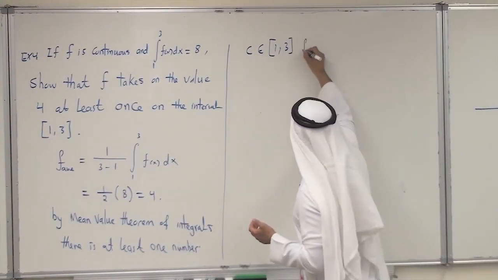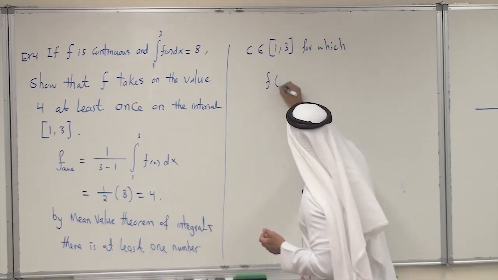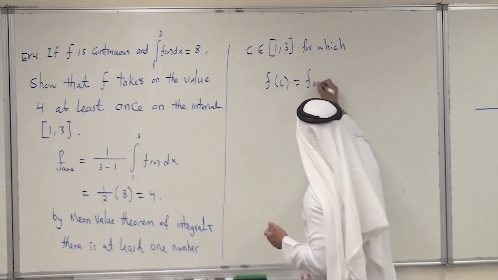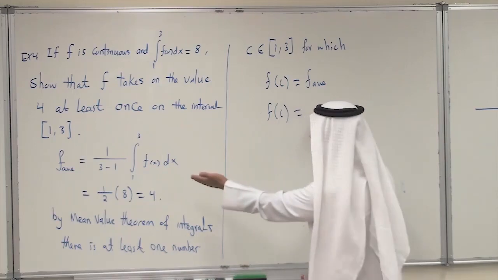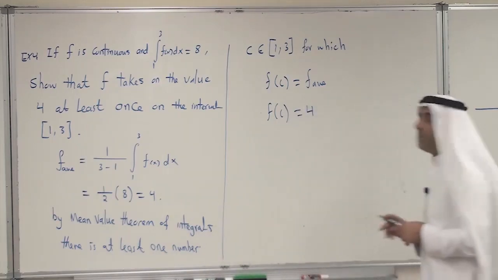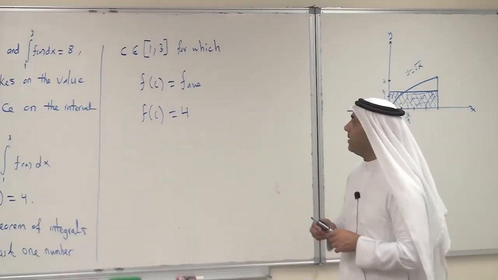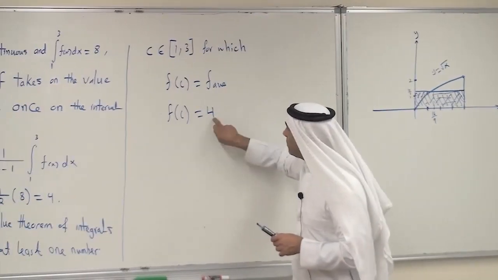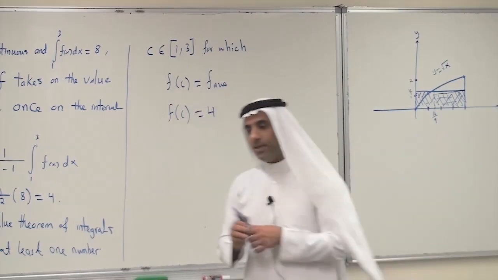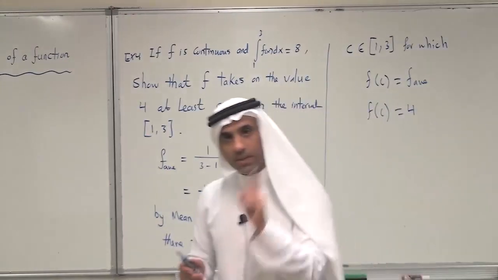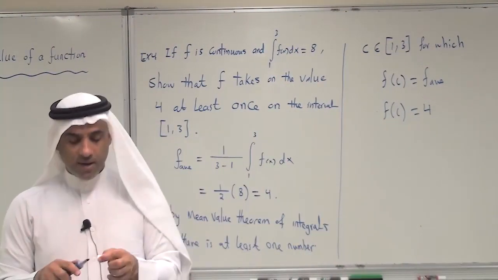For which f of c is equal to f average. And what is f average? In this case, the average value of the function is simply what we calculated, equal to 4. So what does it mean? We have at least one c between 1 and 3 whose image is exactly equal to 4. So the value of the function is equal to 4 somewhere between 1 and 3, at least one time. This is guaranteed by the mean value theorem.